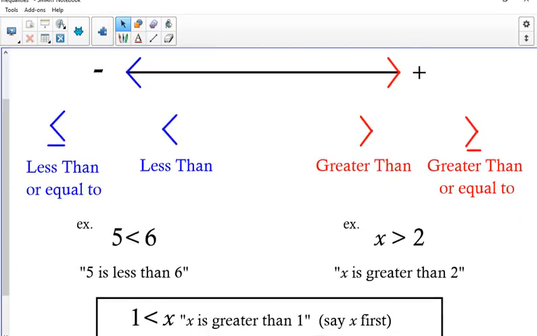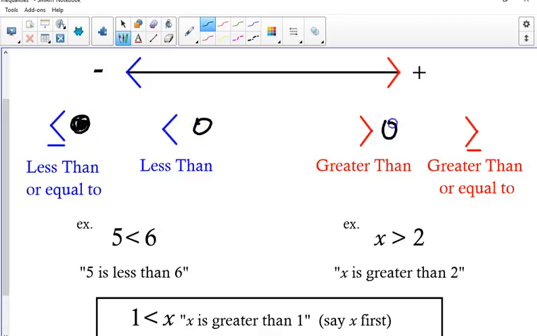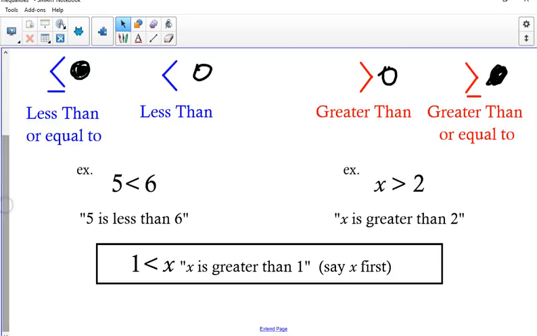We had the inequalities. Now you want to remember, and I noticed this on some of your homework, remember the less than or equal to, this is a filled in circle, this is an open circle, this is an open circle, this is a filled in circle. If it's equal, you've got the filled in circle. And when you read these, 5 is less than 6. X is greater than 2.